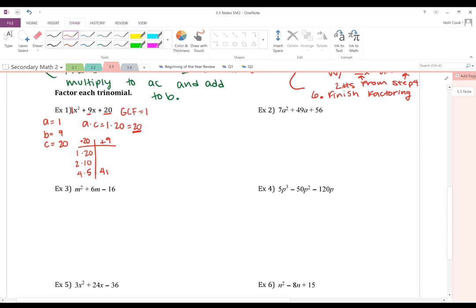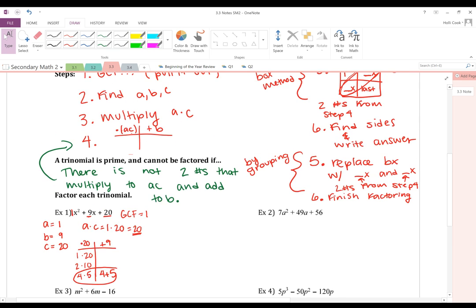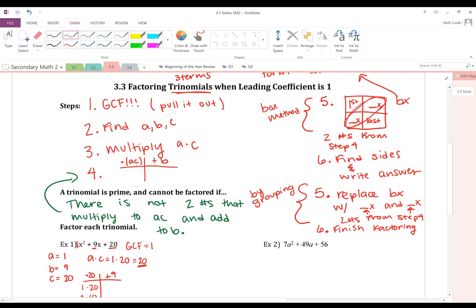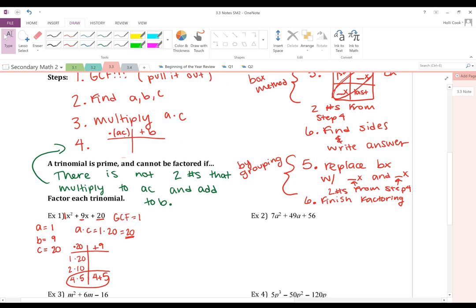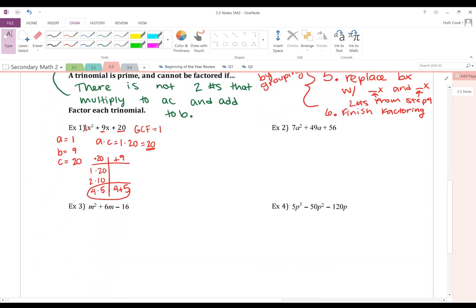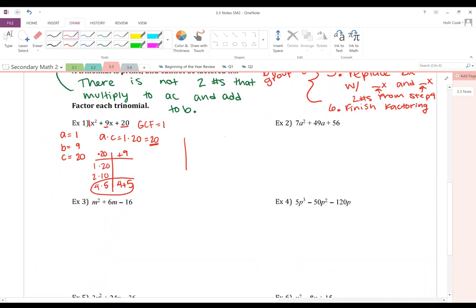And if you add all these up, you'll see that 4 plus 5 is 9. So 4 and 5 are our two numbers. All right, now I'm going to do the box method just because that's what most of you prefer to do. If you do by grouping, feel free to do that and then let me know if you have questions. So we're going to draw our box. And we've got first term in the first box. So x squared in the first box and 20 in the last box.